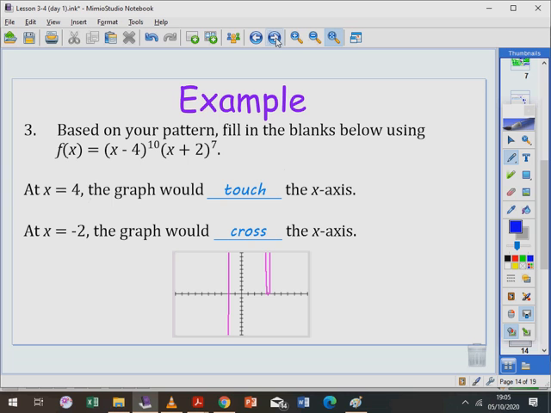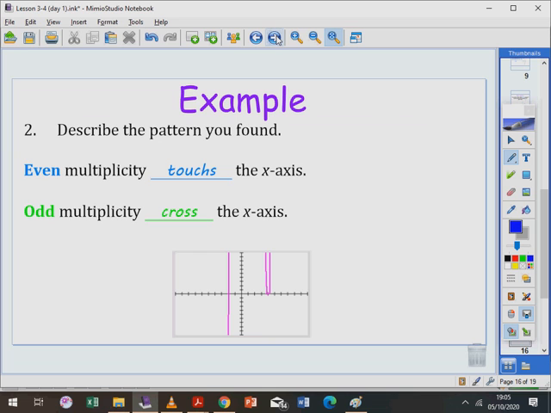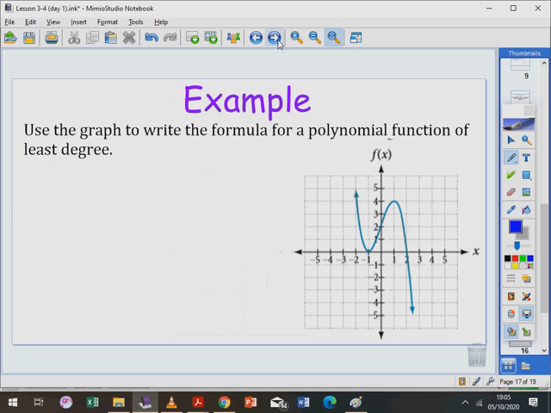You can try this on your graphing calculator and verify it yourself. So at even multiplicity, this is what I was talking about: the graph touches the x-axis, and at odd multiplicity, the graph crosses the x-axis. So an example is here. I want to use the graph to write the formula for a polynomial function of least degree.